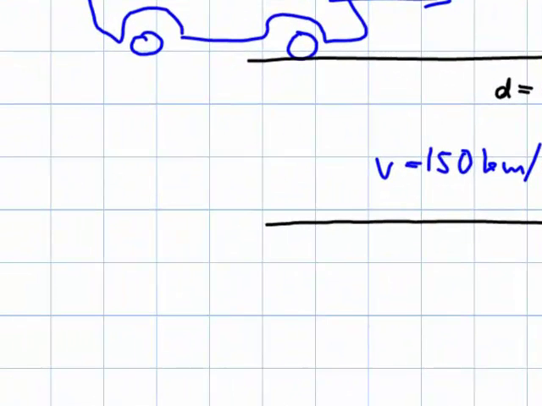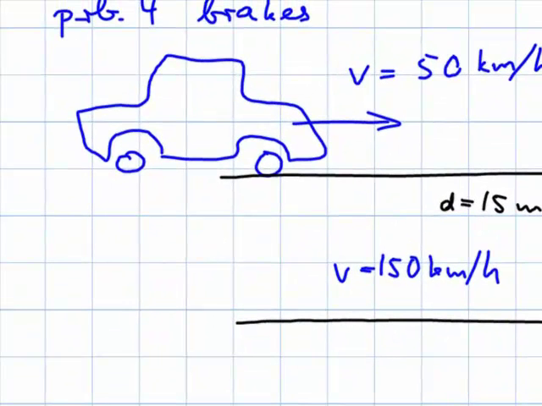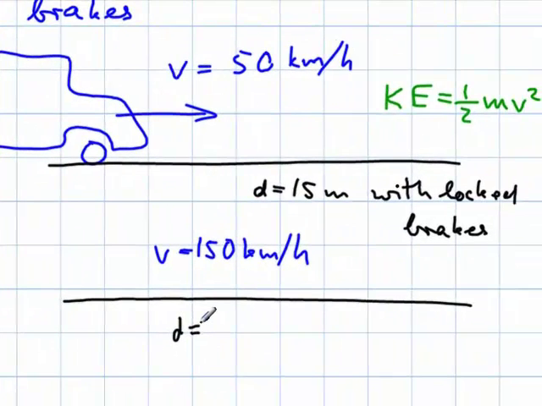Problem 4 says, this question is typical on some driver's license exams. A car moving at 50 kilometers per hour skids 15 meters with locked brakes. How far will the car skid with locked brakes at 150 kilometers per hour? So the distance is what they're asking for, respectively how much further.